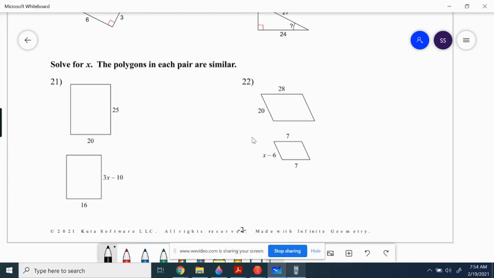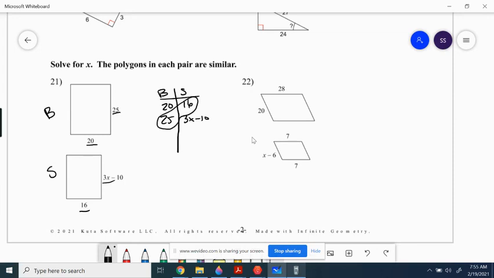So for these two, we've got a bigger figure and a smaller figure. So I'm going to set up a proportion. We got big figure, small figure. All right, 20 and 16 are clearly the sides that go together. So this is 20 on the big, 16 on the small, and 25 and 3x minus 10 go together. So 25 on the big and 3x minus 10 on the small. And now we just cross multiply.